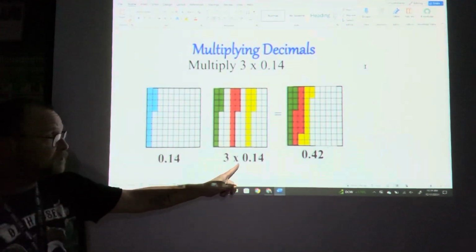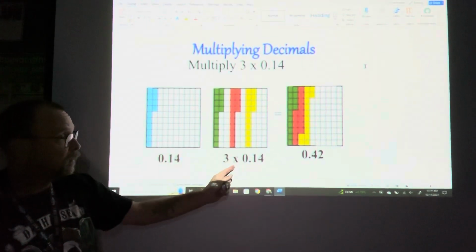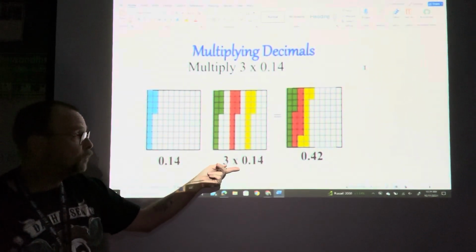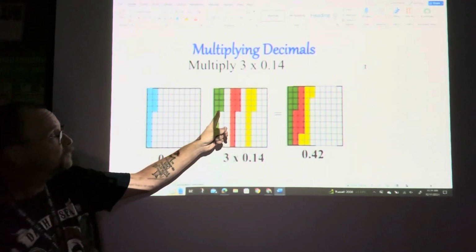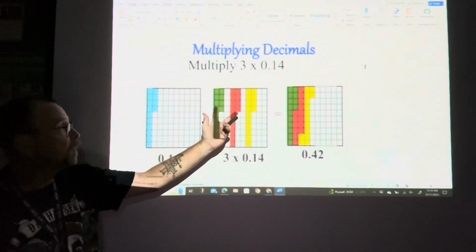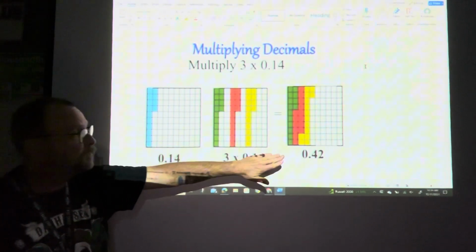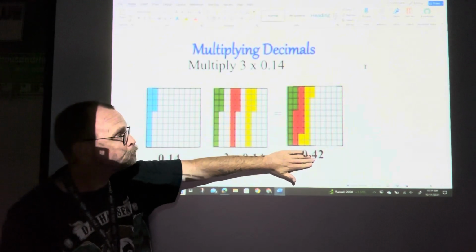This is 3 times 14/100ths. I have 3 different groups with 14/100ths in it. That's going to be 1/10, 2/10, 3/10, and then we would add the short numbers together, the number of hundredths that are shaded. This one, they put them all together.